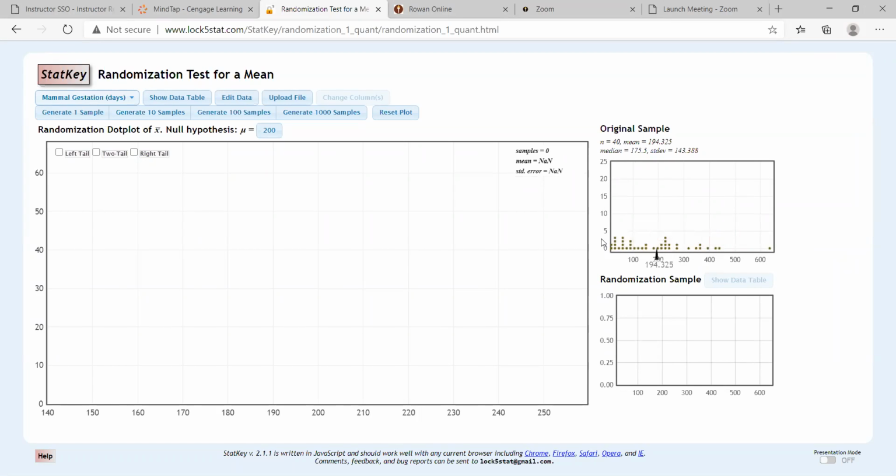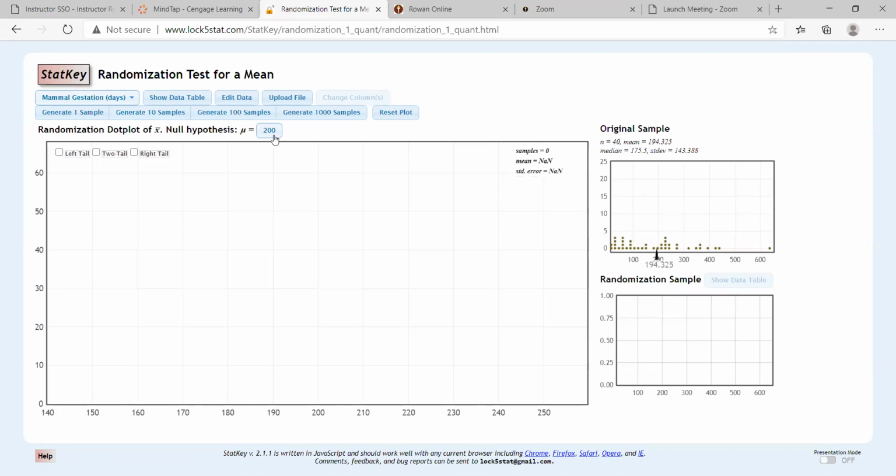So 40 mammals, maybe out of a zoo or something, are chosen at random, and their gestation days are measured, and the mean ends up being 194.325. So this is a sample statistic, the sample mean. All right. And suppose the null hypothesis is that the mammals, on average, have a gestation days of 200 days. Right, 200 is the average.